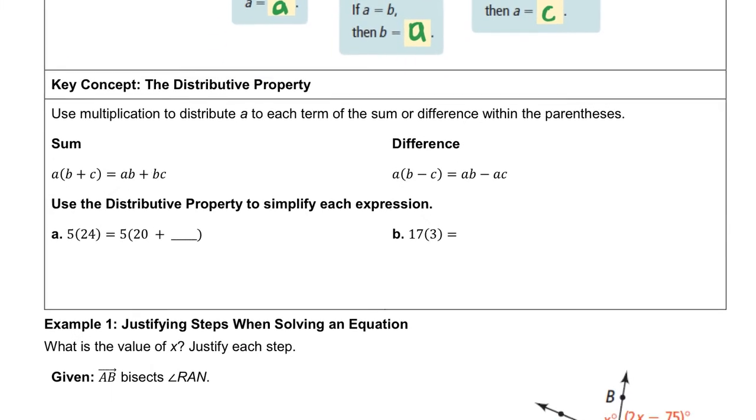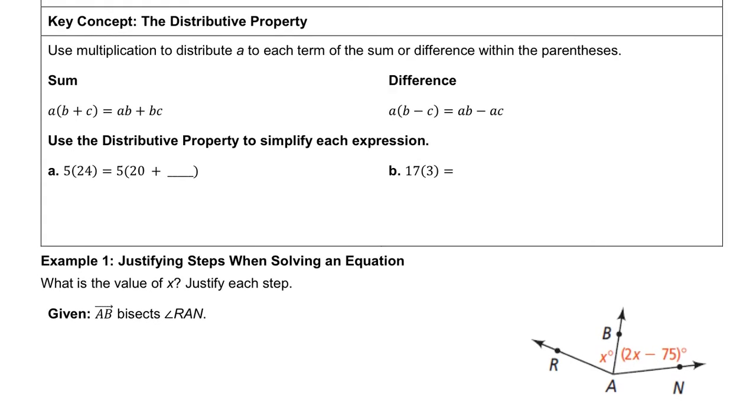So moving down to the distributive property. We use this a lot in Algebra 1. The distributive property says we use multiplication to distribute a value to each term of a sum or a difference that is inside of parentheses. So with a sum, you do A times B plus A times C. So AB plus AC. With the difference, A times B minus A times C. AB minus AC.